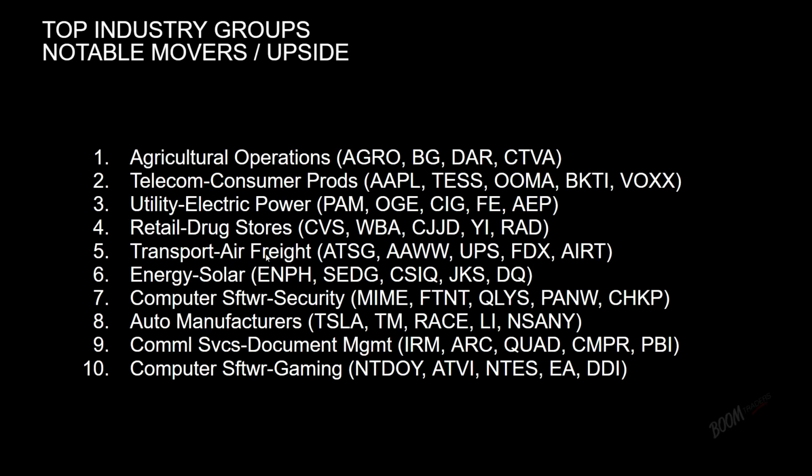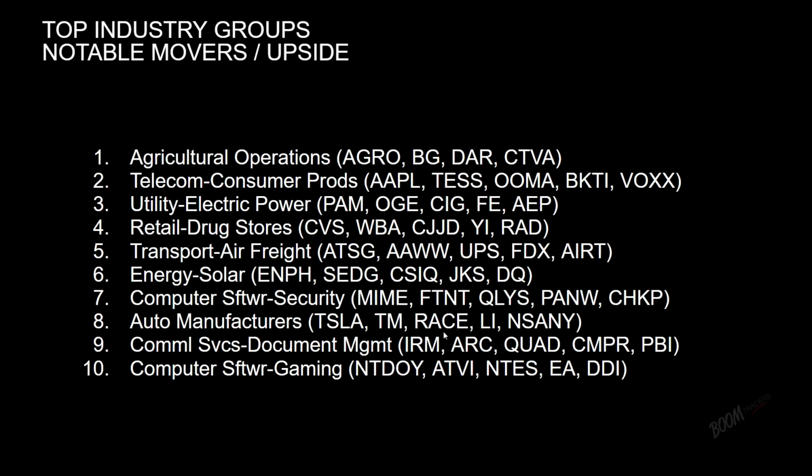ATSG from Transport Air Freight, UPS, FDX, of course you know them. Energy Solar, I mentioned them in the chat room. SEDG is one that I'm definitely looking for. ENPH already moved higher. As far as computer software security, PANW is the ticker that I was watching. FTNT is also a good company. Auto manufacturers moved higher mainly because of what Tesla did, but you have Tesla, you have Toyota, you have Ferrari, which ticker I always liked, the Ferrari ticker.